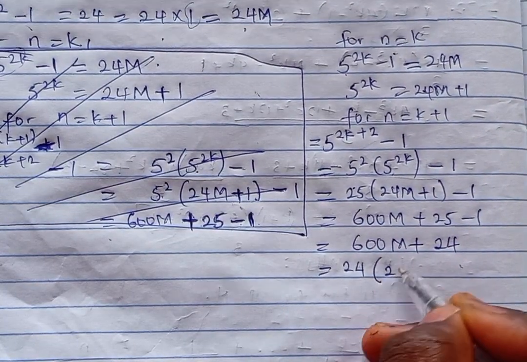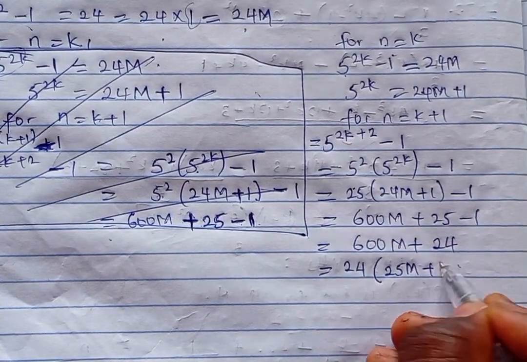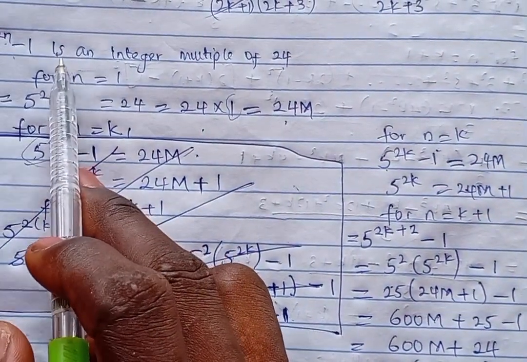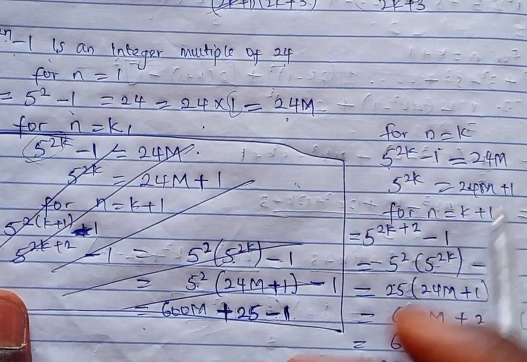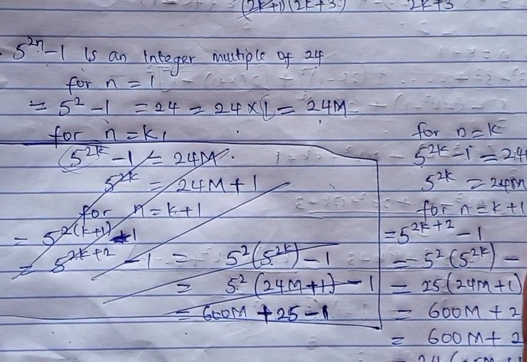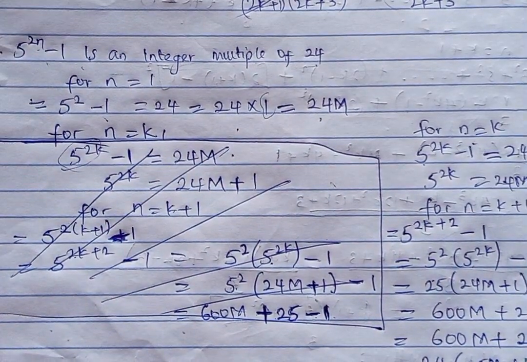I have that it's equal to 24 into 25m plus 1. Therefore this one is true, that is this 5 raised to power 2n minus 1 is an integer multiple of 24. So that's that for this question. That's how to do this kind of question. Okay, now let's move on to another question entirely.